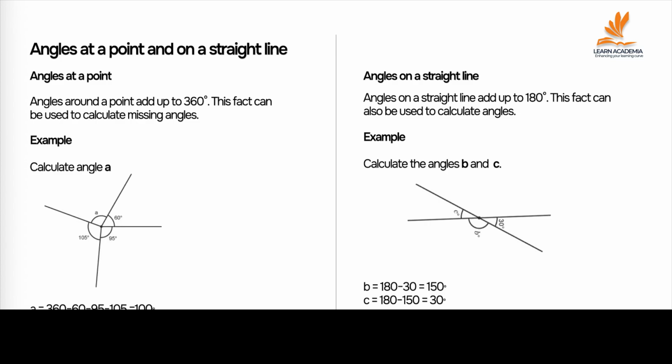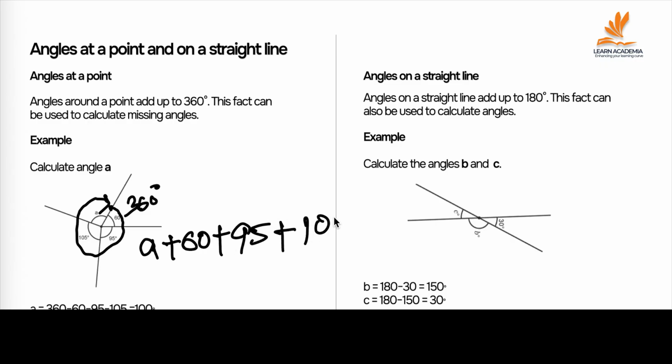As I said earlier on, angles around a turn basically means you're going all the way around. So practically from this point all the way back to that point, the sum of angles covering that space or that point would equate to 360 degrees. So it means A plus 60 plus 95 plus 105 should entirely sum up to 360 degrees.